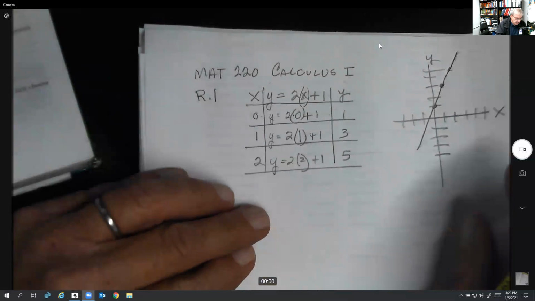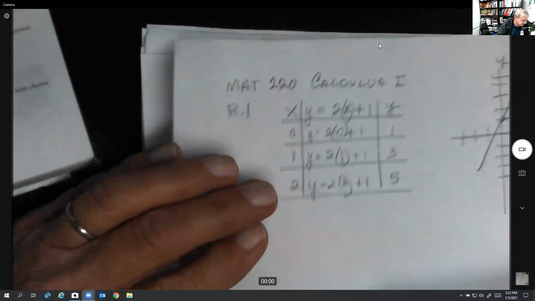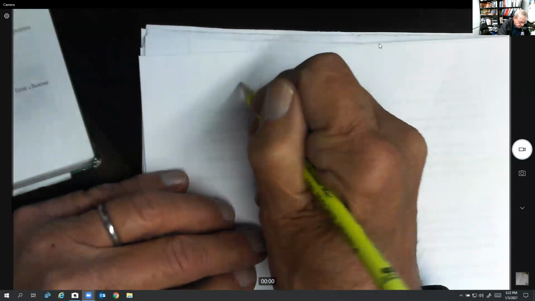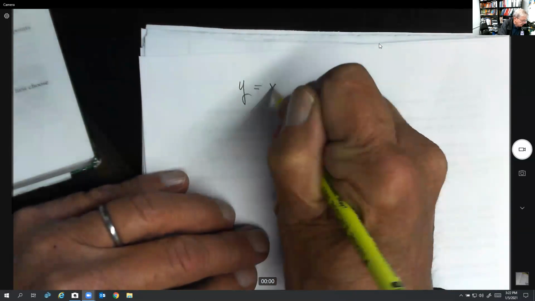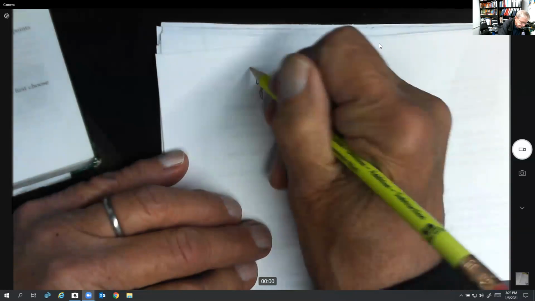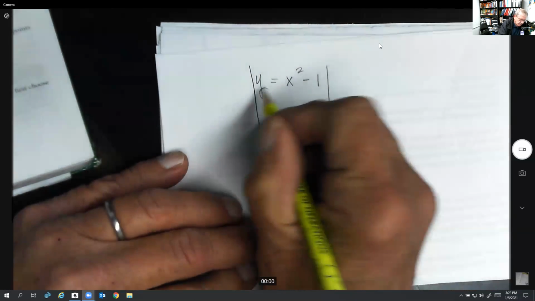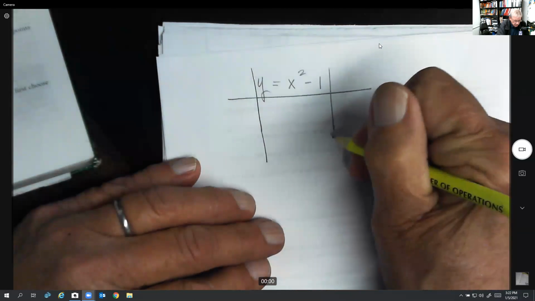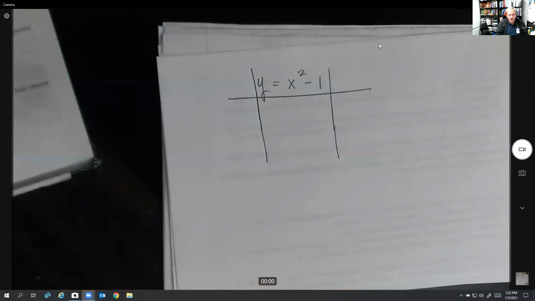All right, let's try one that's a little tougher though. What if we have this one? y equals x squared minus 1. Now here we have a variable with an exponent. So this is a quadratic one, which means it's probably going to be a parabola, but it's going to be a kind of a curve. Okay, we're going to deal with a curve.